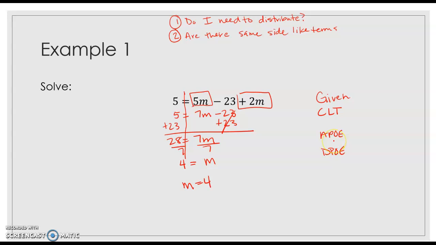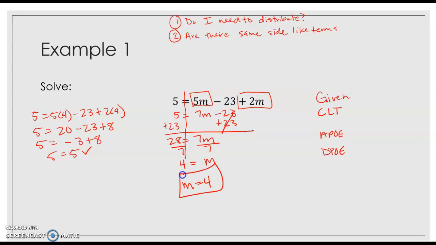All right. If I'm not sure if that is correct, then I go off to the side and I say, okay, well, 5 is supposed to equal 5 times 4 minus 23 plus 2 times 4. And so I would end up with 20 minus 23 plus 8. And so then 5 would be a negative 3 plus 8. So 5 equals 5. And it works. And so that means m equals 4. Again, if you're unsure, plug it in and see if it works.